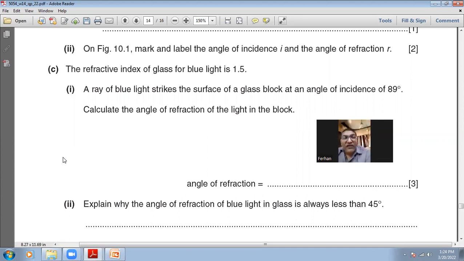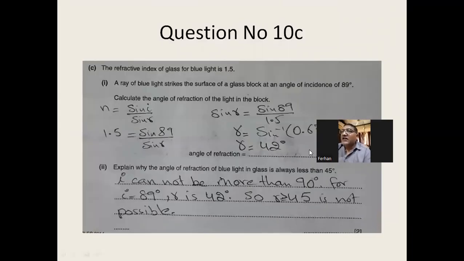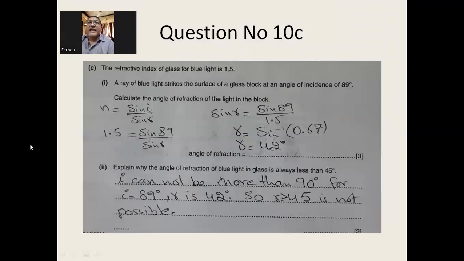You remember the formula for the refractive index of the glass: n equals sine i divided by sine r, where i is 89 degrees, and the refractive index, represented with n, is 1.5. So we will have 1.5 equals sine 89 divided by sine r. Sine r will be equal to sine 89, the whole thing divided by 1.5. So r will be equal to sine inverse of 0.67, and r will be 42 degrees.